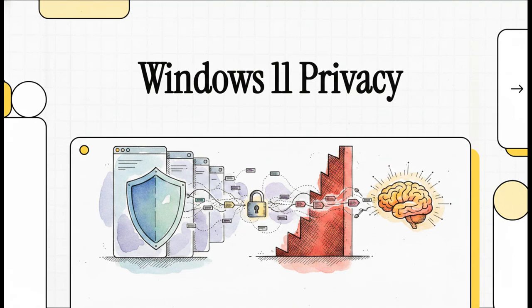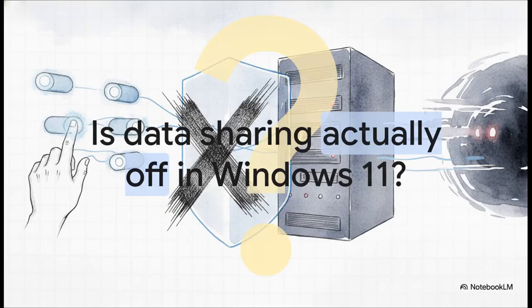Welcome to The Explainer. Today, we're unpacking this really fascinating tension at the very heart of modern computing. You know, there's often this massive gap between what we think our privacy settings are doing and what's actually happening under the hood of our operating systems. So we're going to look specifically at Windows 11. We'll be dissecting the reality of its data collection, those brand new AI features, and how you can actually genuinely harden your machine. Because think about it.